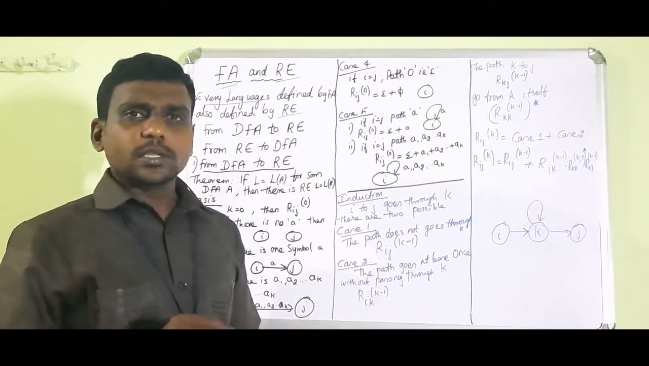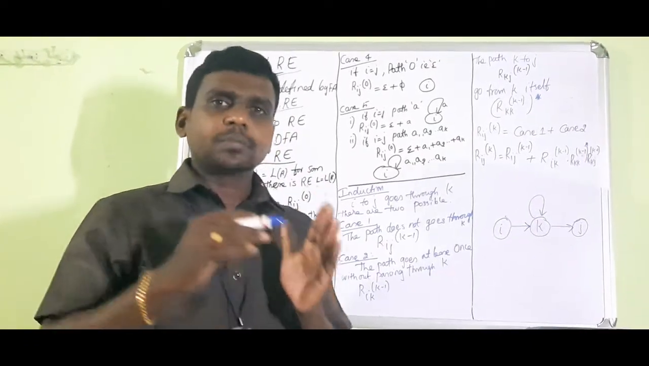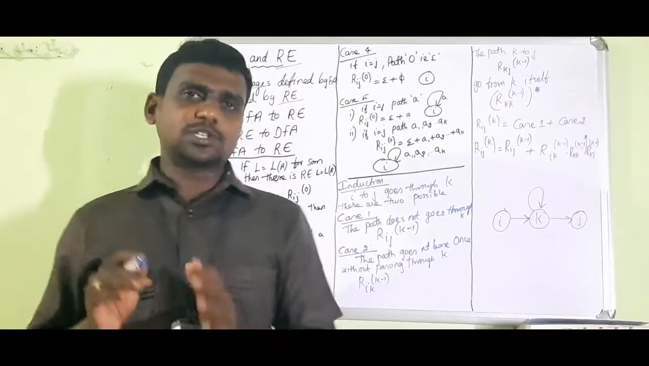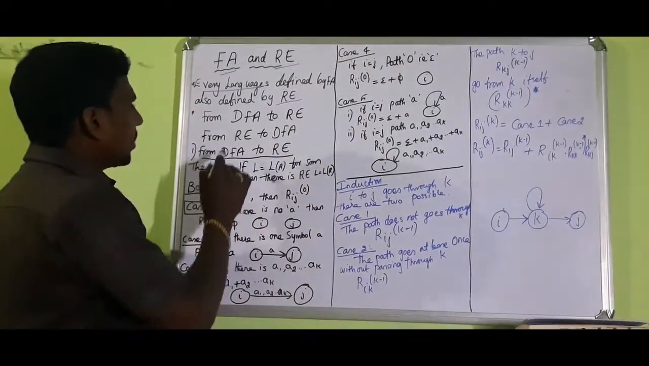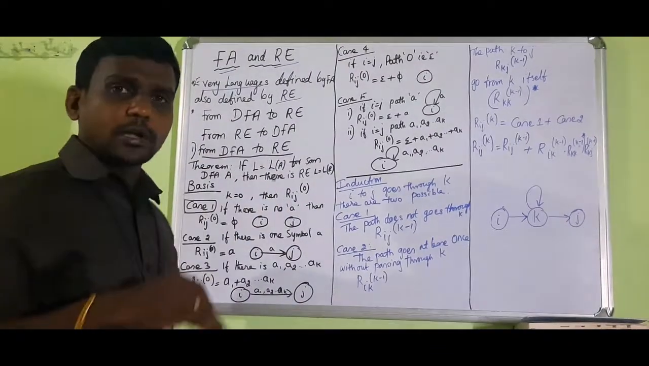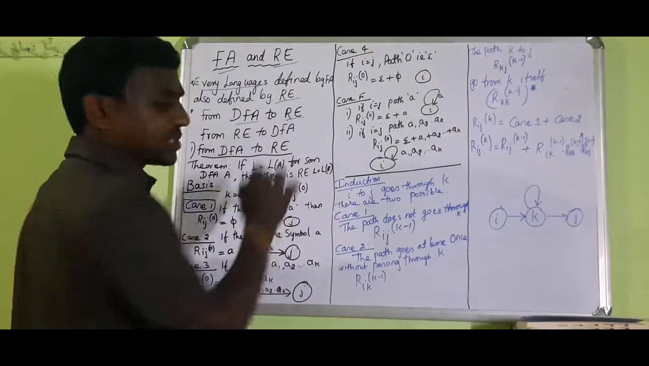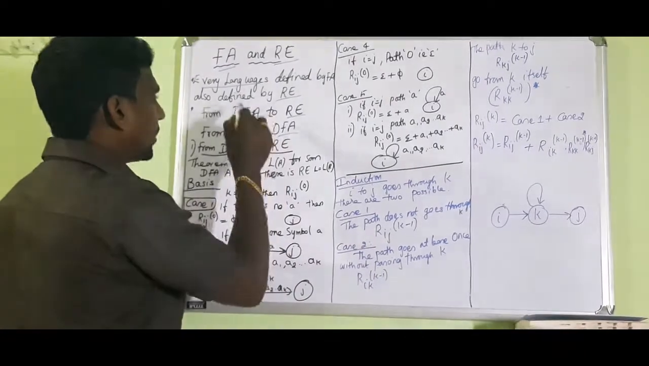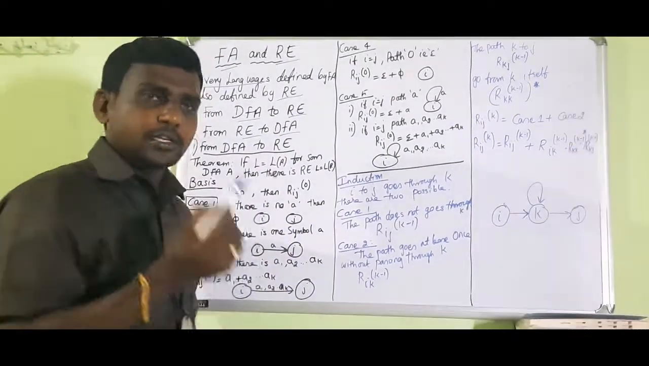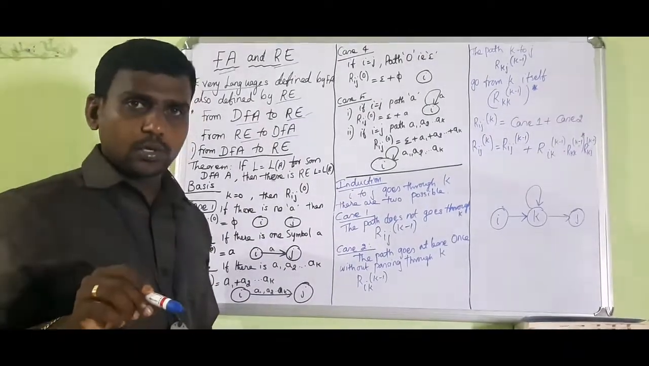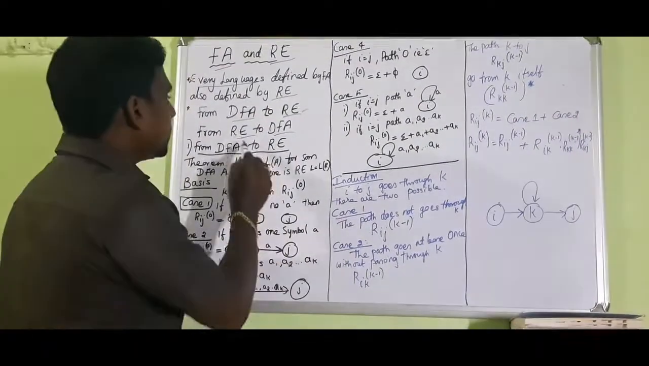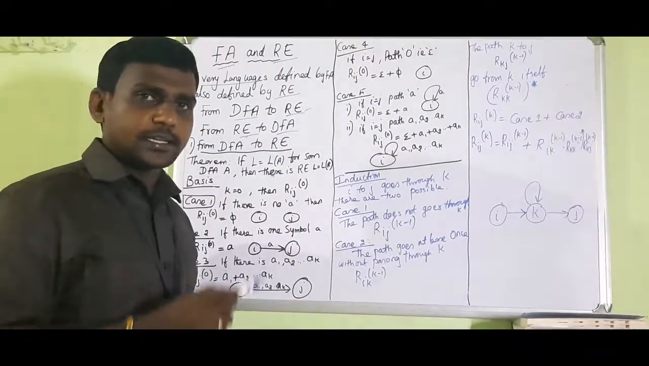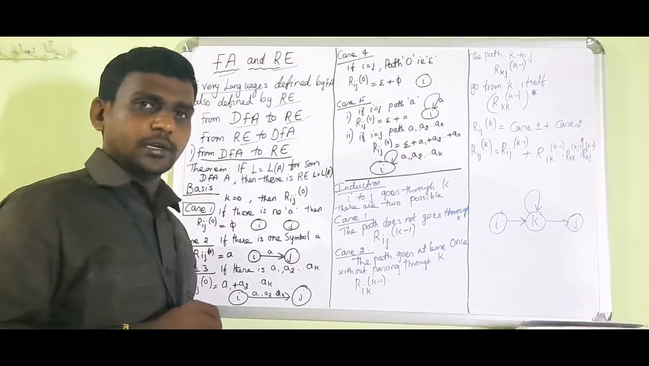For that, we have to prove that for a finite automata, the string accepted by it is accepted by the regular expression also. Now we have two conversions: DFA to regular expression conversion and regular expression to DFA conversion. It means whatever string is accepted by a DFA should be accepted by a regular expression also. And whatever string is accepted by the regular expression should be accepted by the DFA. Can you understand the relationship between regular expression and DFA?